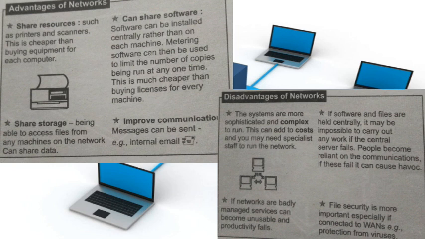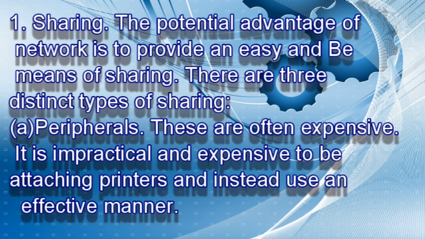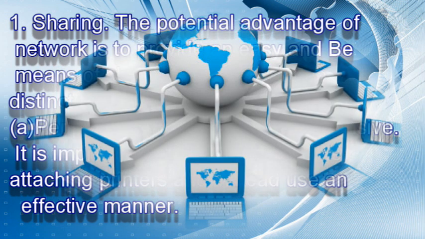So that is the basic use of network goals: reducing cost, resource sharing, and reliability. Now we have the applications of a network. As we discussed, networks have some goals: sharing of resources, sharing storage, reliability. Now, what are the applications of a network? Computer networks have a major impact on society, but more important is the application of networks. Number one is sharing.